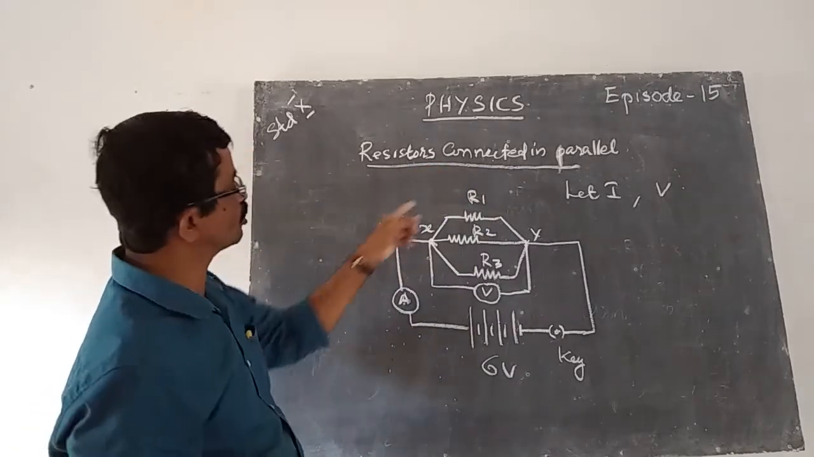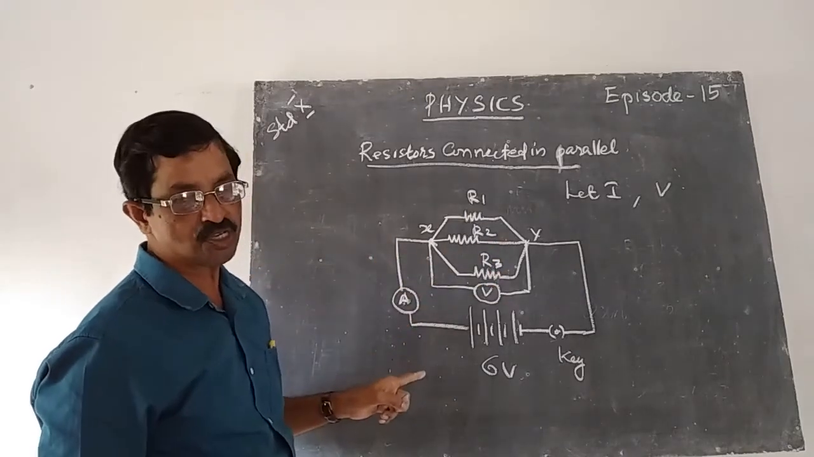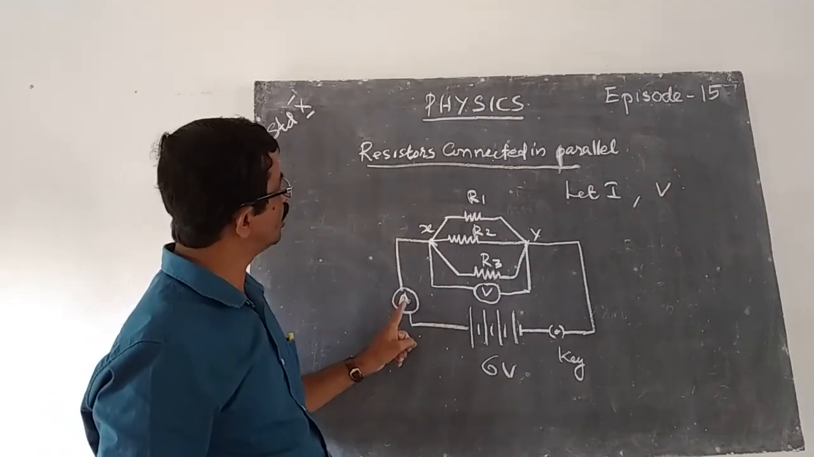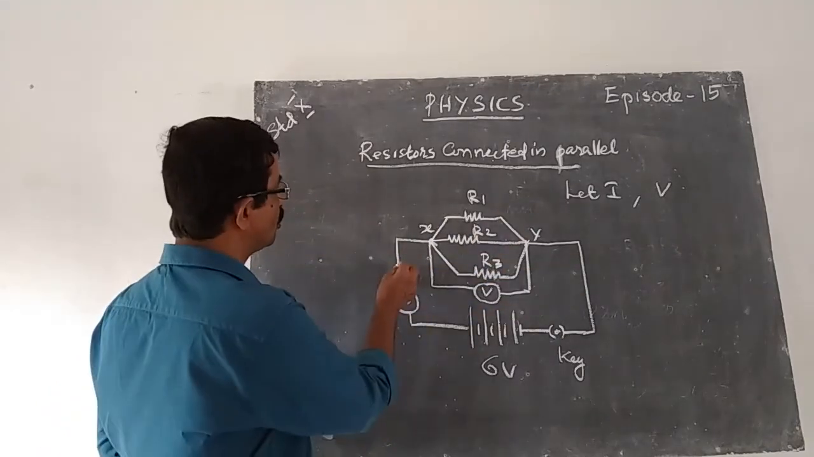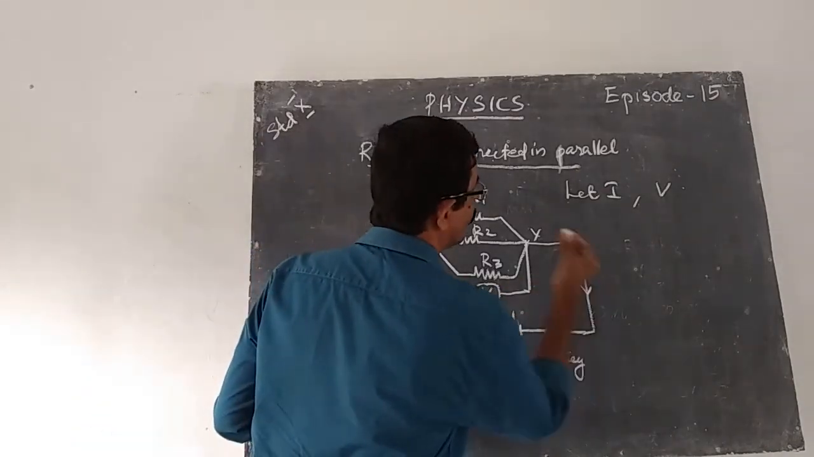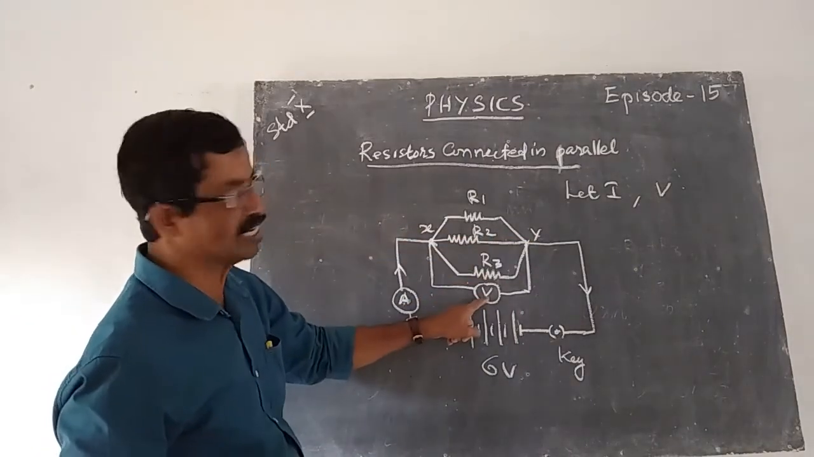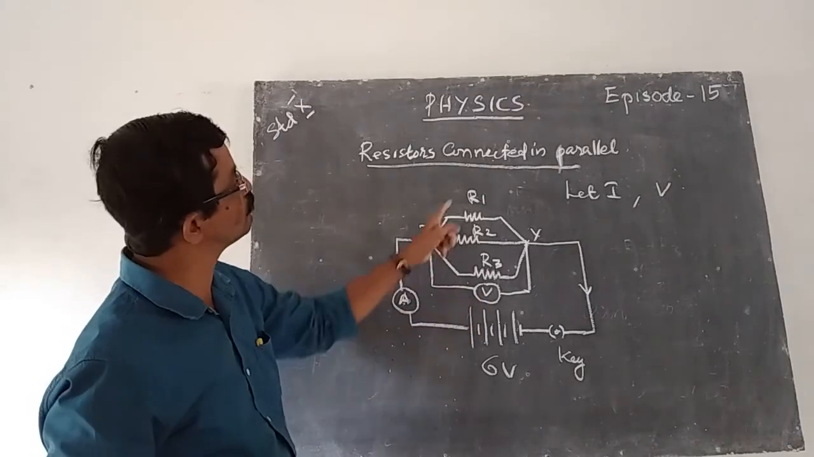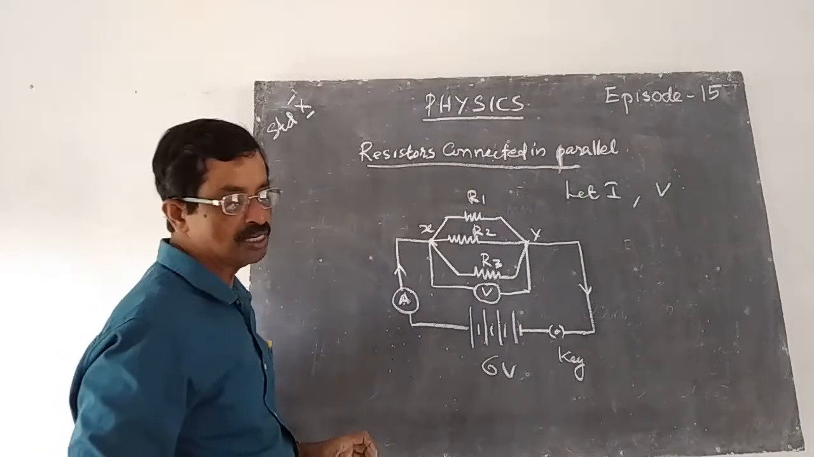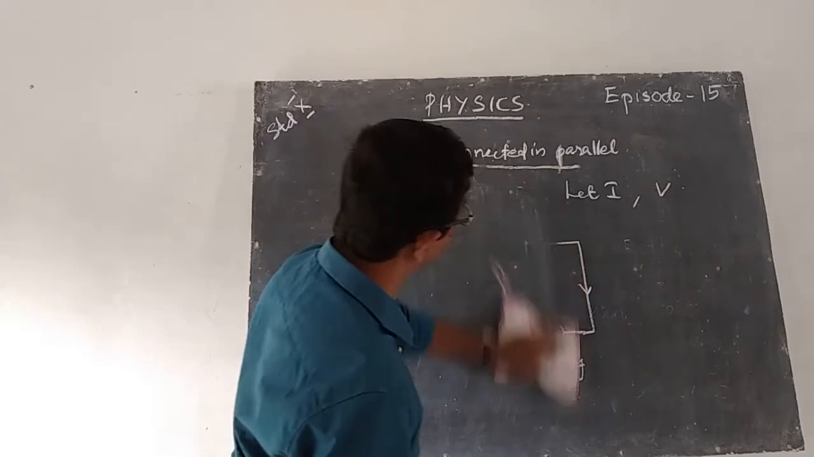To find it, we are going to redraw this circuit diagram once again. Here the ammeter shows the current through this circuit. We know current flows from positive to negative. In this manner current flows, and the potential difference across these resistors we measured as V. Now we are going to find the potential difference across each resistor and the current through them. For that, we can draw the circuit once again.